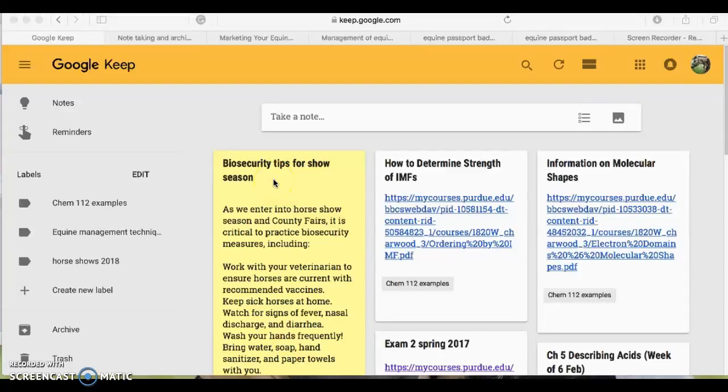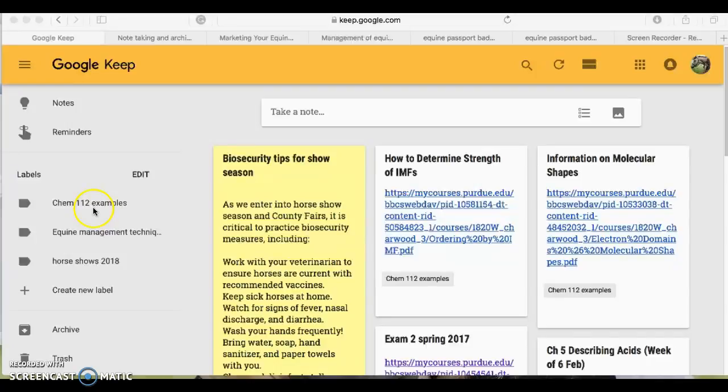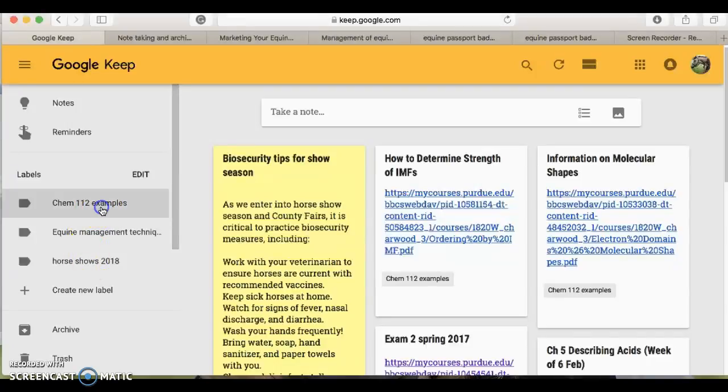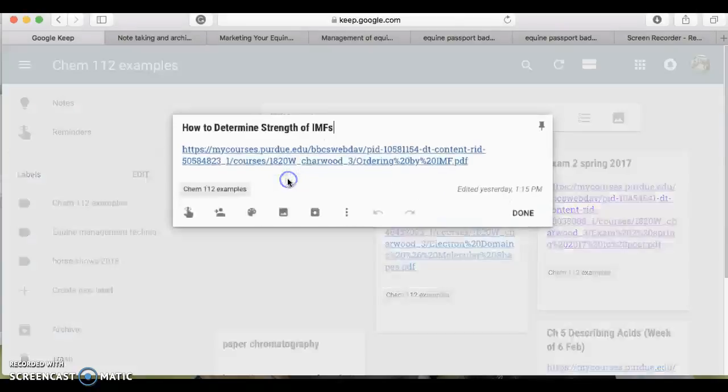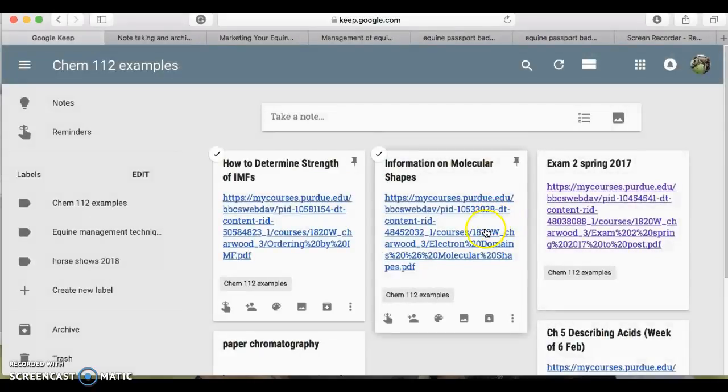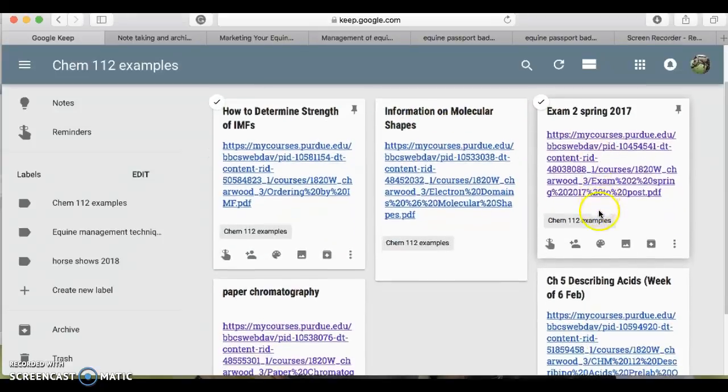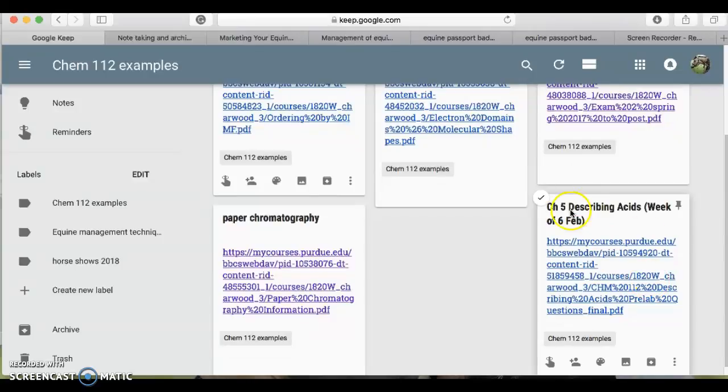Here is my note-taking tool, and I chose Google Keep, where I have created 3 different notebooks. So right here, I have taken this one for Kim, so Kim 112, which I am in right now, and used this where I have put in like a website, and this is a little source to help me understand like the strengths of intramolecular forces. So here's the shapes of molecular forces, a practice exam, describing.